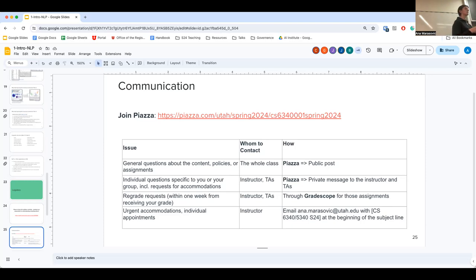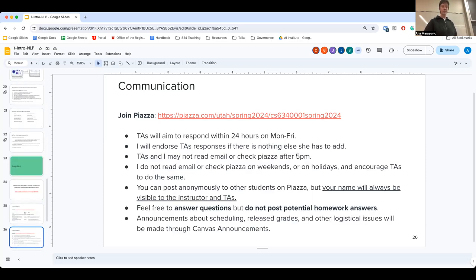Do mention CS 6340 in the subject, because then I can easily notice your email in my huge flow of emails. This is also the reason why we put everything in Piazza. We have a system. TAs are going to check Piazza daily, and it helps me separate questions from the class from all the other questions I get in my email, so it's a way easier system for me if we all communicate on Piazza. When I check Piazza, I will endorse messages from TAs. That means that I have nothing else to add, that's fine.